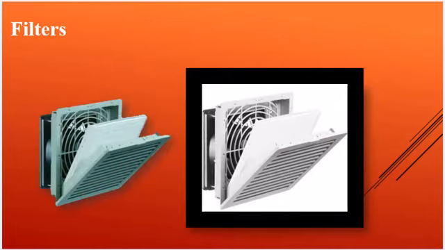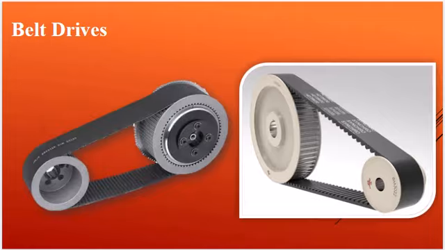Filters. Filters in fan systems are essential components designed to remove dust, debris, and other contaminants from the air before it enters or exits the system. These filters help maintain indoor air quality, protect the fan and associated equipment from damage caused by particulate buildup, and improve overall system efficiency. Common types of filters include panel filters, pleated filters, HEPA filters, for high-efficiency particulate air filtration, and electrostatic filters.